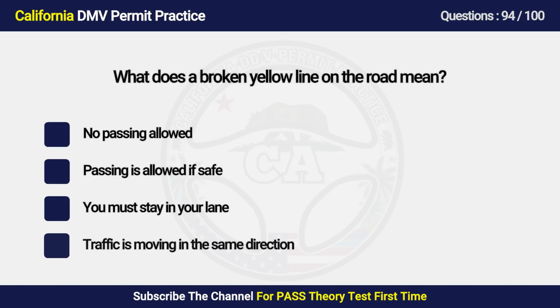Question 94. What does a broken yellow line on the road mean? A. No passing allowed. B. Passing is allowed if safe. C. You must stay in your lane. D. Traffic is moving in the same direction.